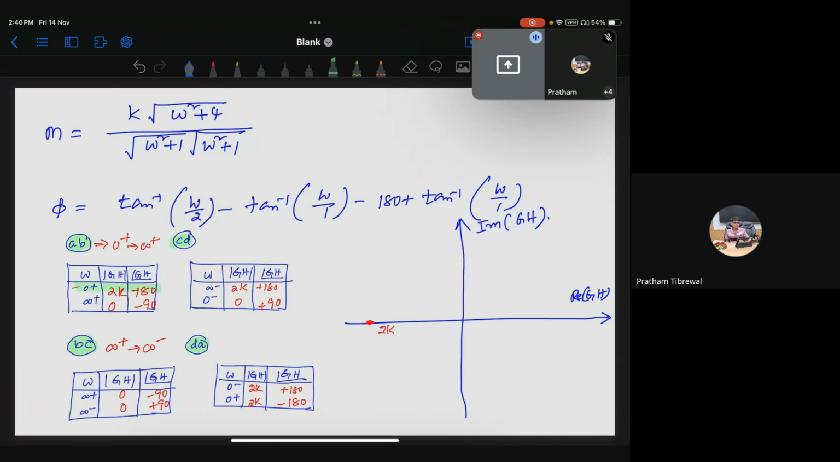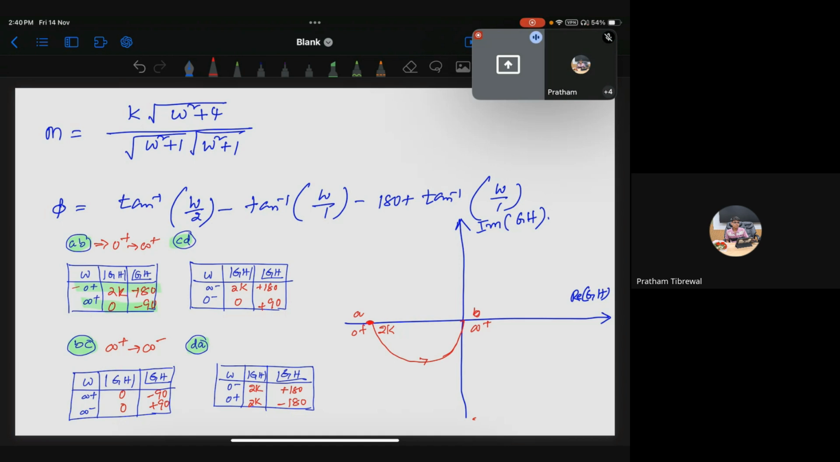Okay, next it's set at 0, angle is minus 90. It means that it goes like this. Is this clear? So this is A, this is B, this is 0 plus, infinity plus. Yes. Because this is minus 90. So that's why it follows this line. Okay, so that is the second one.